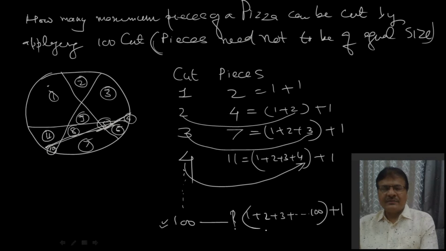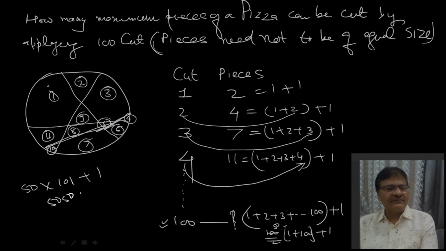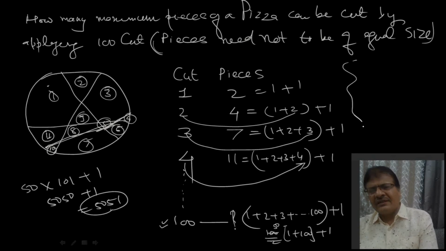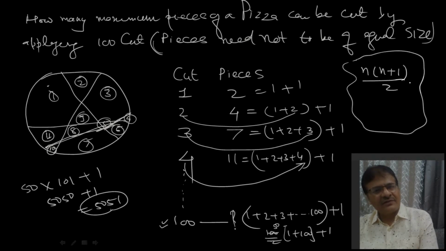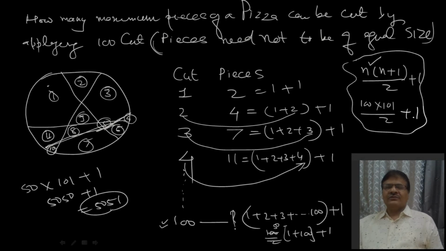And this is an AP: number of terms 100 by 2, first term plus last term, plus 1. So if 2 cancels, 50, I get my answer 50 into 101 plus 1. What is 50 into 101? 5050 plus 1, that is 5051 is my answer. If the same question comes again in any exam, you can apply this formula directly: n into n plus 1 upon 2, plus 1. If the number of cuts is 100, then 100 into 101 upon 2 plus 1. That's it. You can apply this formula and get the answer directly. Next question.